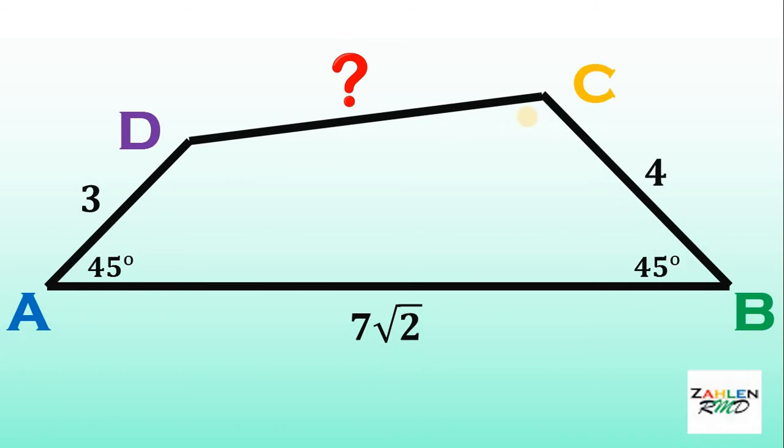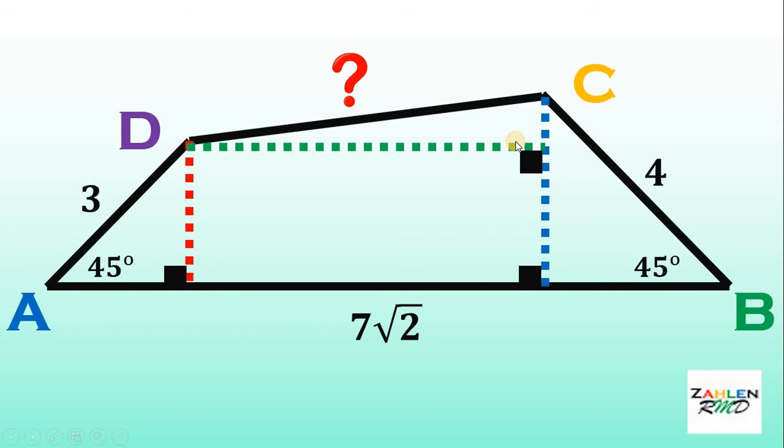I provide two solutions in this question. So let's start on the first solution. First thing to do is to create some perpendicular lines like this. The purpose is to use this 45, 45, 90 right triangle. Next, from point D, draw a perpendicular line through the blue segment like this.